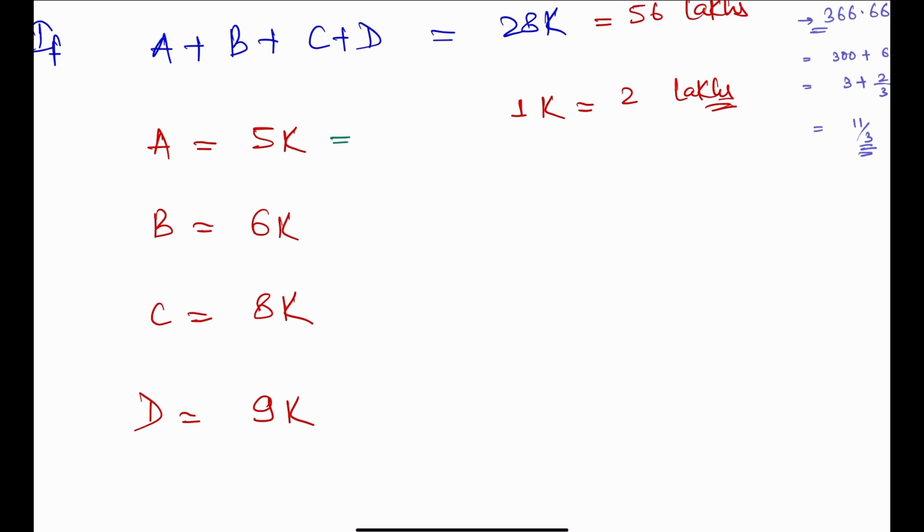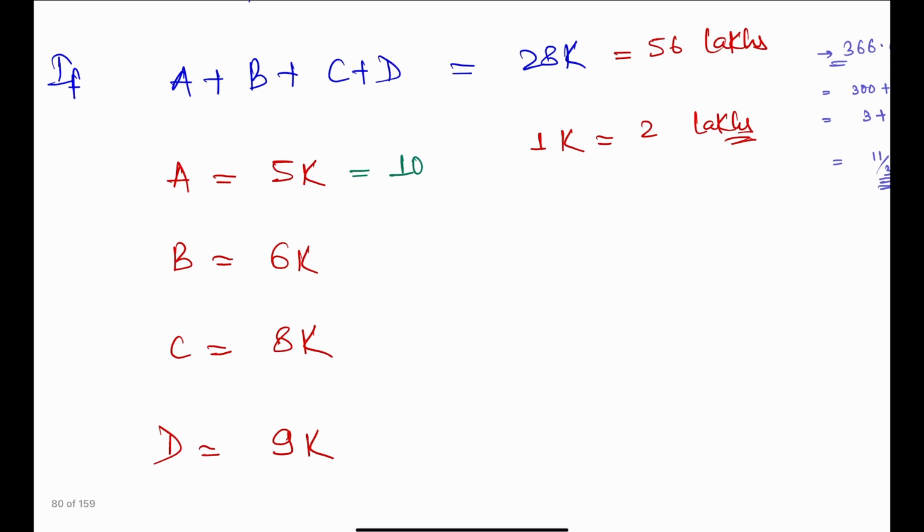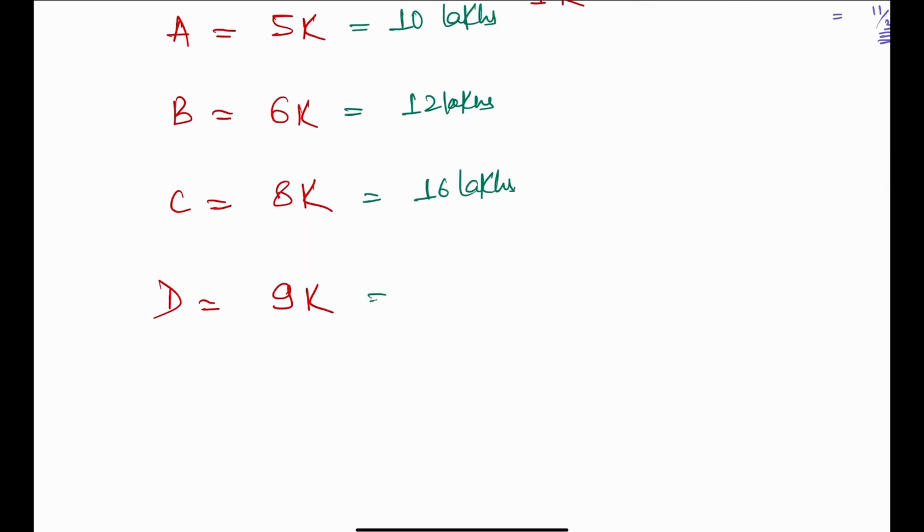For A, what will be the total contribution? 5 into 2, 10 lakhs. For this one, 12 lakhs. For this one, 16 lakhs. For this one, 18 lakhs. That is our answer. Easy peasy.